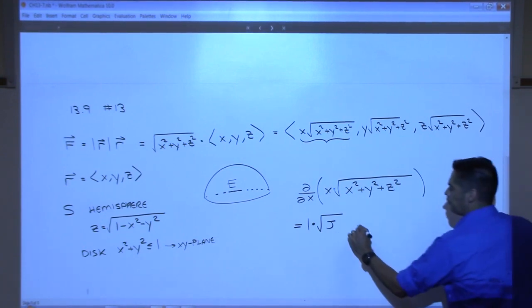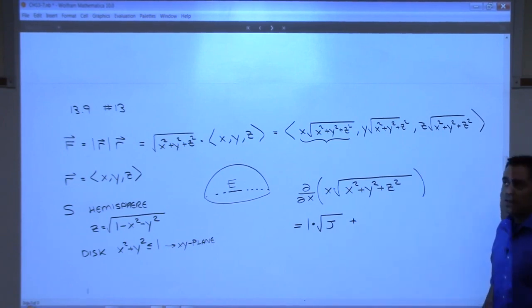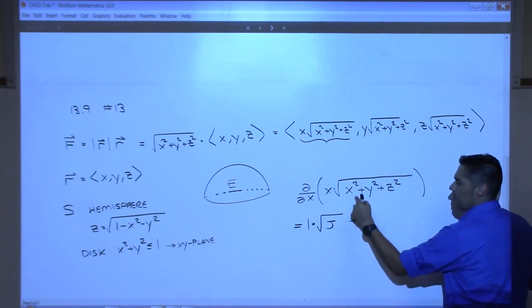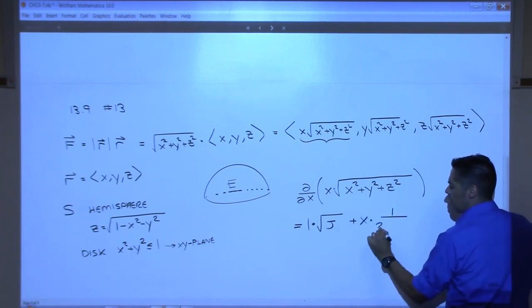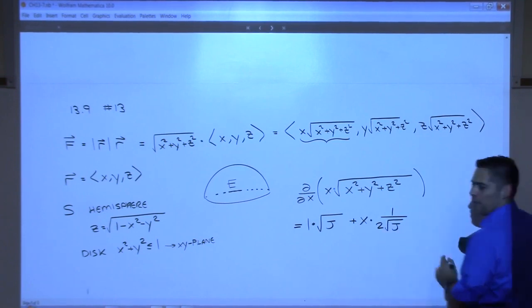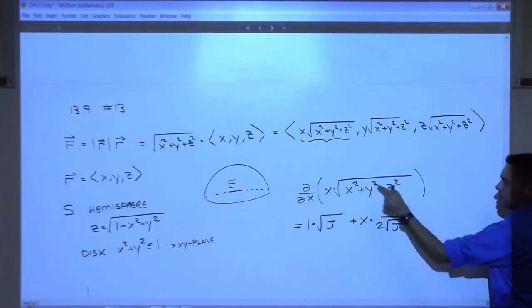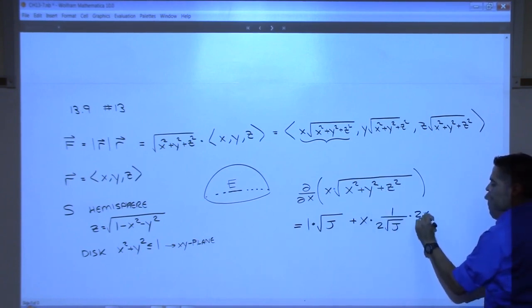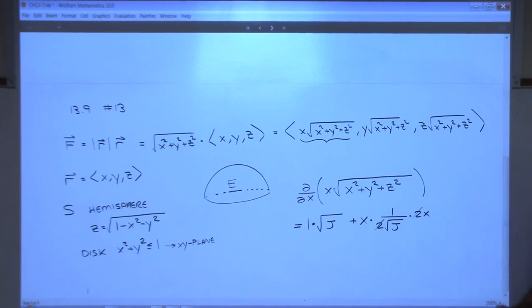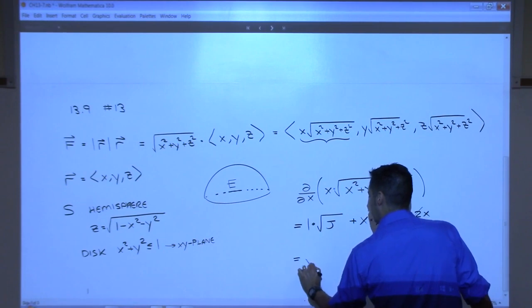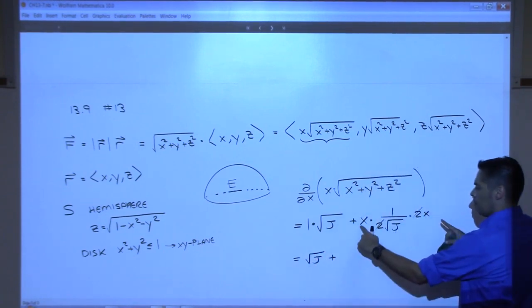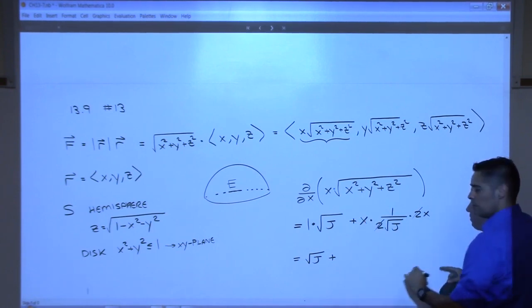Plus what? What's the derivative of the square root of some... Okay, x, you want me to put the x first? Okay, x. Derivative of the root of something is 1 over 2 times the root of that stuff, the junk, times the derivative of what's inside of it with respect to x, which is just 2x, right? The 2's cancel. You all okay? So I get this. I get root junk plus x squared over root junk.